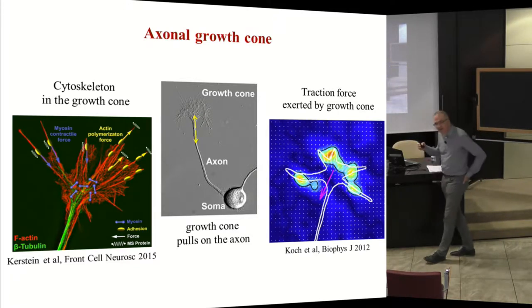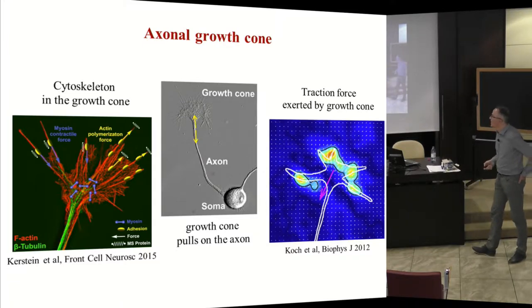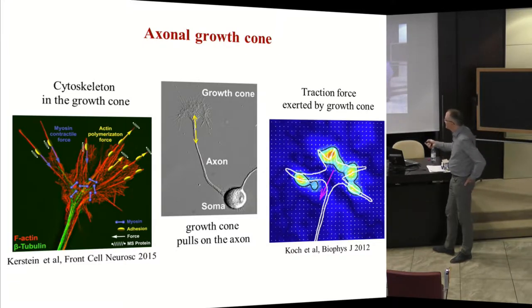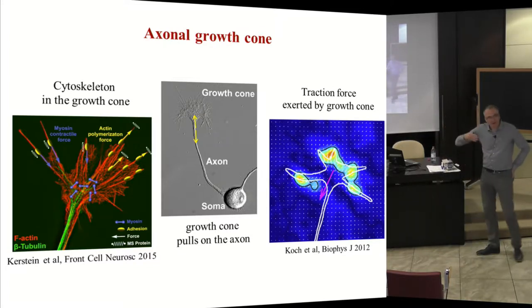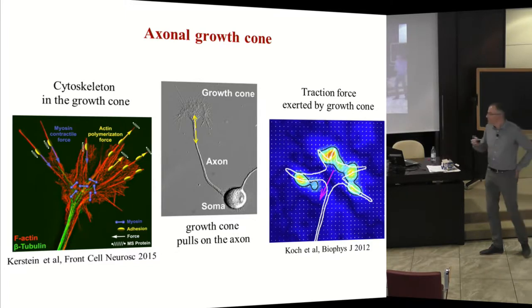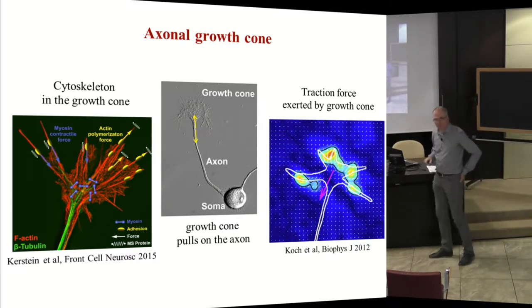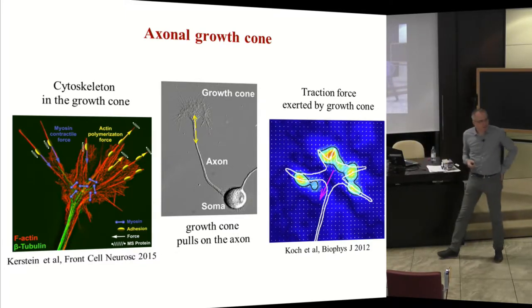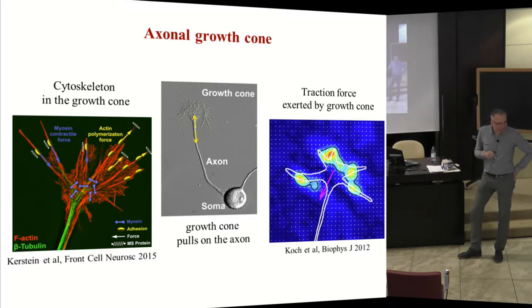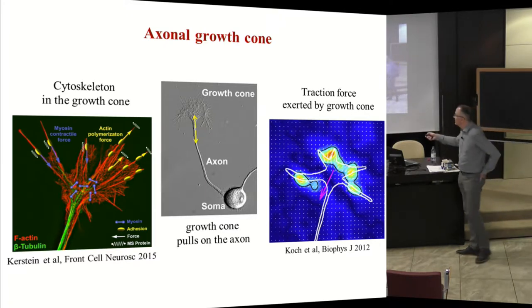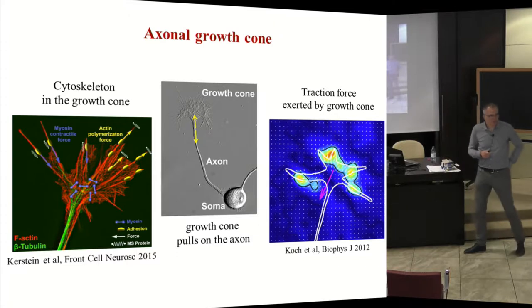The cytoskeleton generates forces. The polymerization at the tip and also contractility due to myosin activity, setting up a retrograde actin flow, which when it couples to the substrate, okay, then leads to traction force and the advancement of the growth cone.